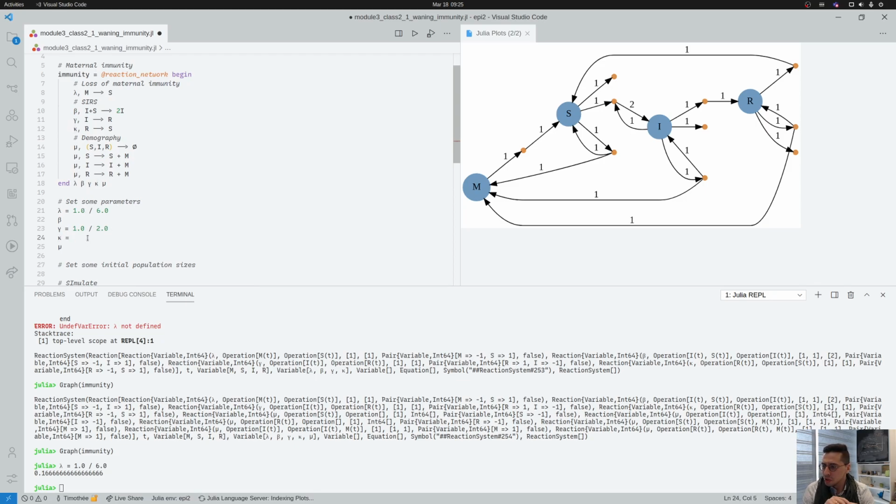Kappa is the duration of immunity. So how long do you maintain immunity after you've been infectious? We can say that people are going to remain immune for, let's say, 10 years. So it's 120 months. And mu is how many months it takes to have a generation. What is the average duration of a generation in this model? So we're going to say it's 360 months, something like that.